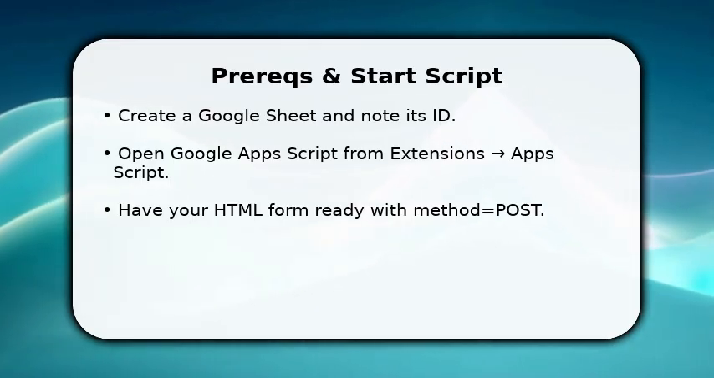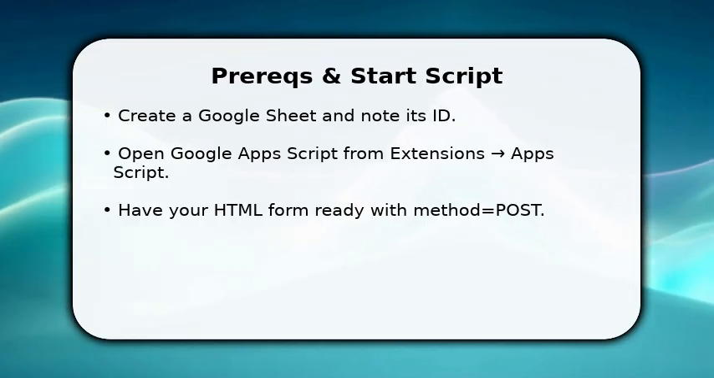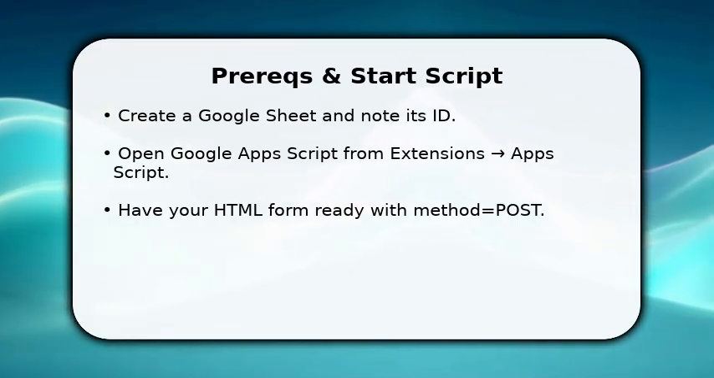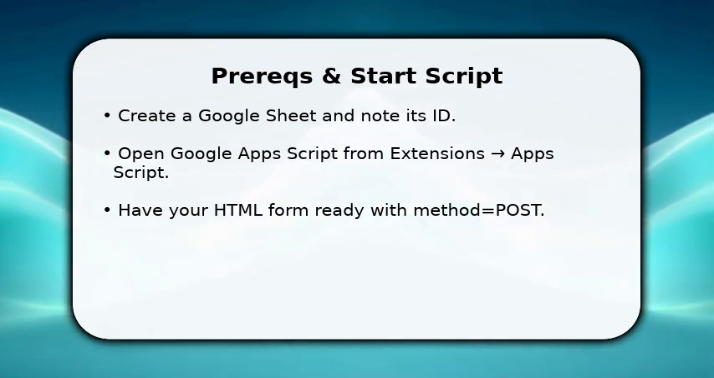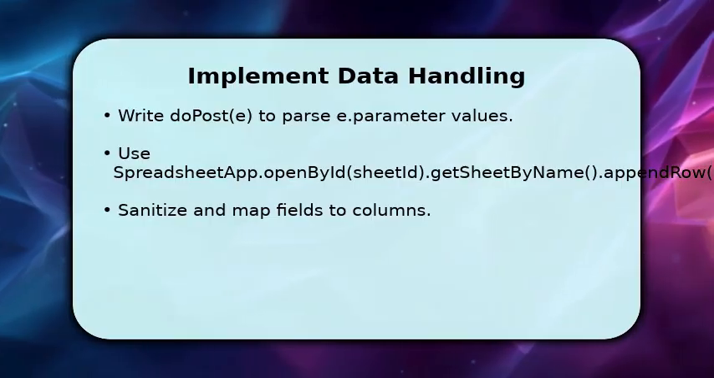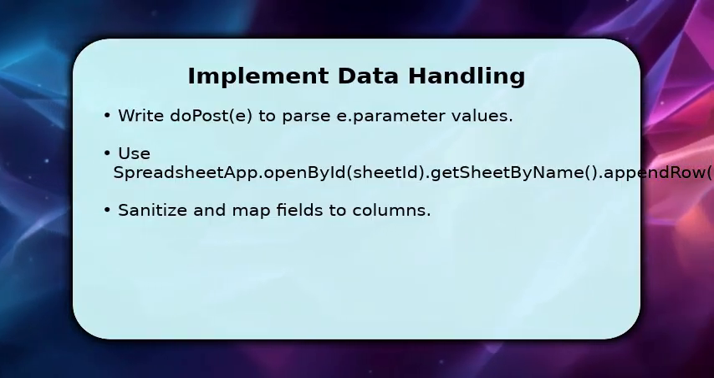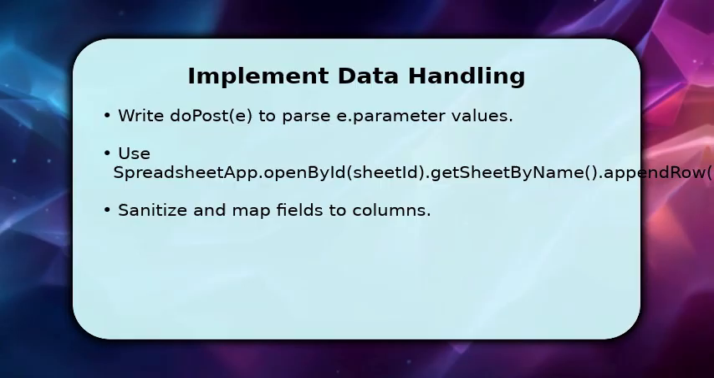Make sure to enable the Apps Script project's deployment later. This is the first actionable step that wires your form to server-side logic. Now implement the middle logic. In Code.gs, write a doPost(e) function that reads e.parameter for field names you expect.